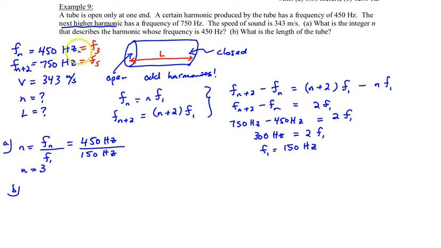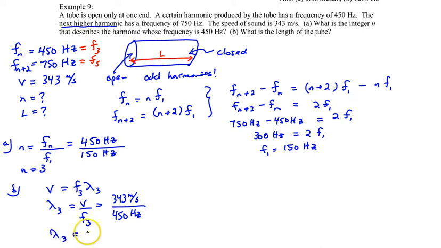We know the frequency, right? We know the speed. And we know from the wave equation that speed equals frequency times wavelength. That means we can figure out the wavelength. If we use the third harmonic, then we'll be finding the wavelength for the third harmonic. So the wavelength would be the speed divided by the frequency: 343 meters per second divided by 450 hertz. This will give you a wavelength of 0.762 meters. But is that the length of this pipe?